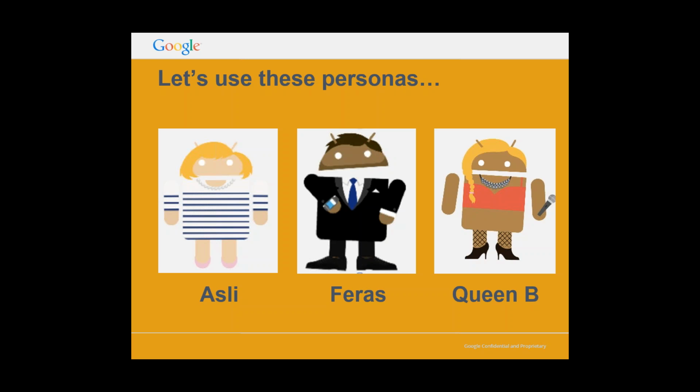Asli, she's a classist, 30 years old, just married. Let's say she lives in Brooklyn. She really wants a dog. She likes Lilliputzer, J. Crew. She represents a 25-year-old female. Then we have Feraz. Feraz is a male.